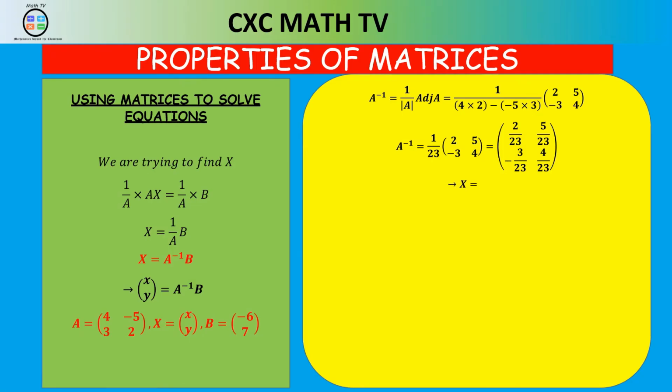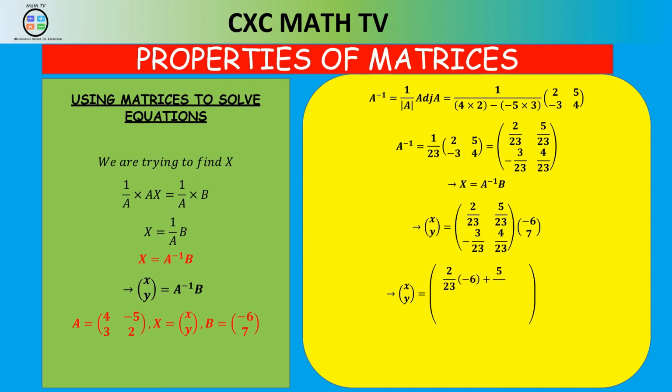But we said X is what? A inverse times B. And so x, y is going to be A inverse multiplied by B. Then we go row by column. 2 over 23 times negative 6 plus 5 over 23 times 7. Then negative 3 over 23 times negative 6 plus 4 over 23 times 7. That simplifies to be 1, 2. So realize that x, y is equal to 1, 2. Now by equating these two matrices, then the x must be equal to 1 and the y must be equal to 2, by using equal matrices.